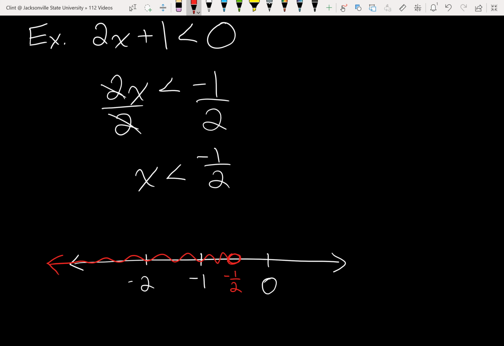Okay. In interval notation, how small can our solutions get? Well, it goes forever to the left, so it can go to -infinity with a parenthesis. How big can our solutions get? Well, we're going to go all the way up to -1/2, but we're not going to include -1/2, so we use a parenthesis. Okay.